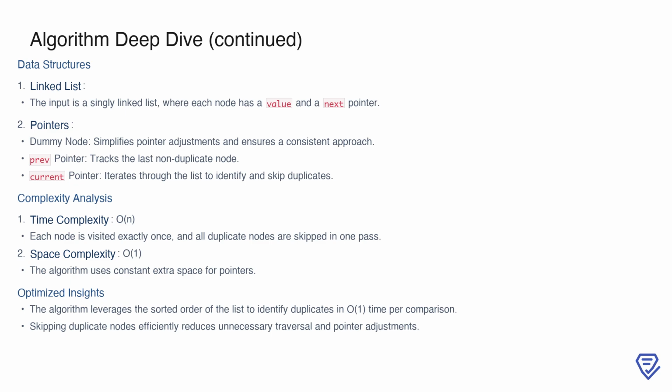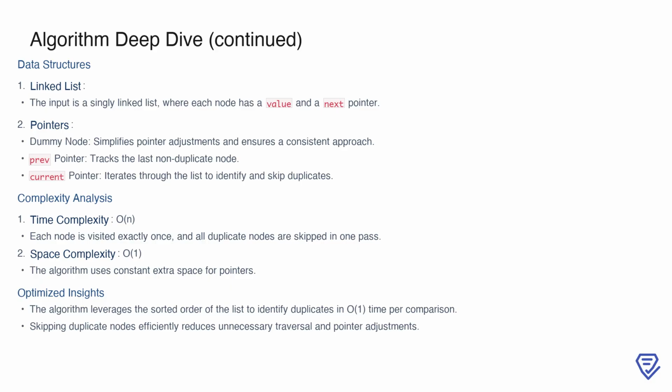and a next pointer. The algorithm employs pointers effectively, with the dummy node simplifying adjustments, the previous pointer tracking the last non-duplicate node, and the current pointer identifying and skipping duplicates. In terms of complexity, the time complexity is O(n), since each node is visited exactly once, and duplicate nodes are skipped in a single pass. The space complexity is O(1), as the algorithm only uses constant extra space for the pointers.